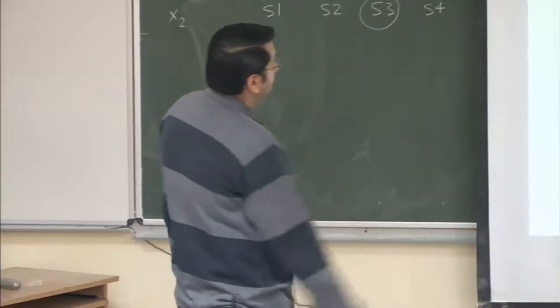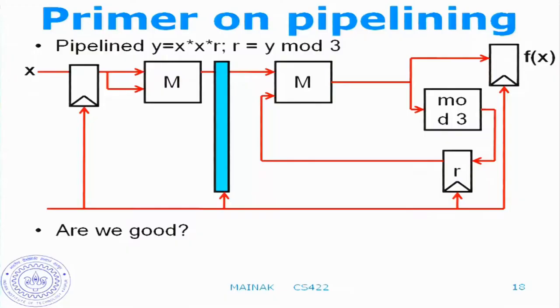So I put the pipeline latch there. Are we good? Yes, we are good. There is no problem there. R is consumed and produced, produced and consumed in the same pipe stage. So we should be fine.